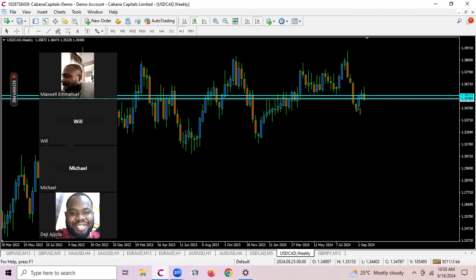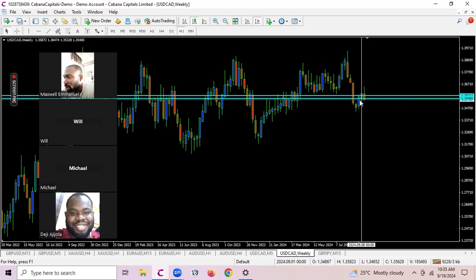Okay, so my thoughts, let's start with the weekly. Here we had what looks like a hammer, the next candle closed bullish. So we expect USD card to be bullish. That was my expectation on USD card this week.